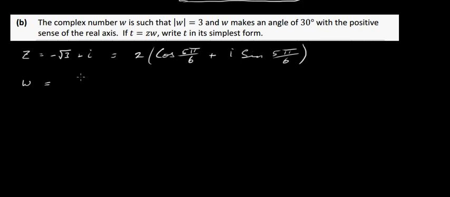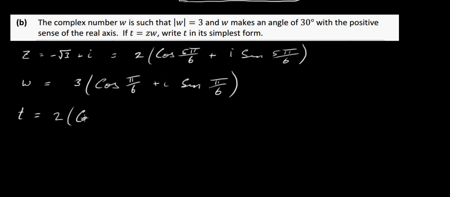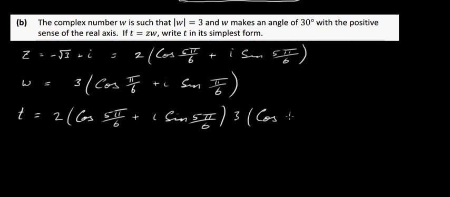So W in polar form is going to be 3, which is the modulus, times cos of the angle, which is 30 degrees, so that's pi over 6. We'll keep it in radians, plus i sine pi over 6. So these are our two complex numbers. What we've got to do is multiply these two together to find T. So T is going to be equal to Z, which is 2 cos 5 pi over 6 plus i sine 5 pi over 6, multiplied by W, which is 3 times cos pi over 6 plus i sine pi over 6.